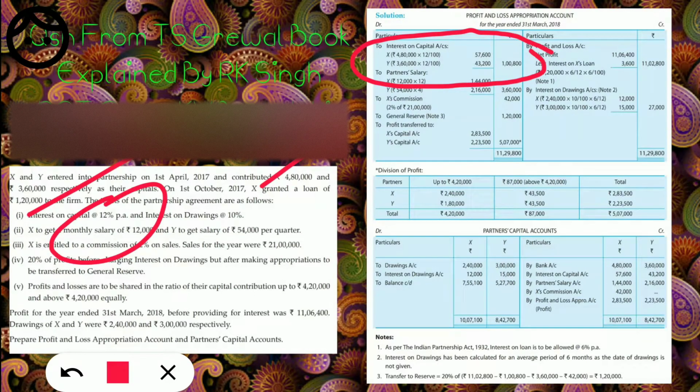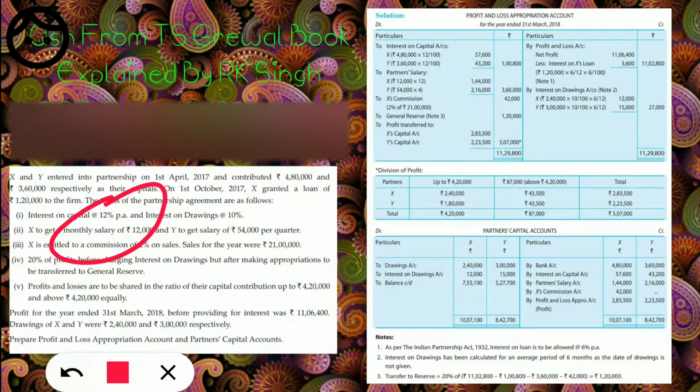Interest on capital, 4,80,000 into 12%, 3,60,000 into 12%. Total amount is 1,08,000. And since this is a part of capital, it will be recorded in the credit side of capital account as well. 57,600 and 43,200.